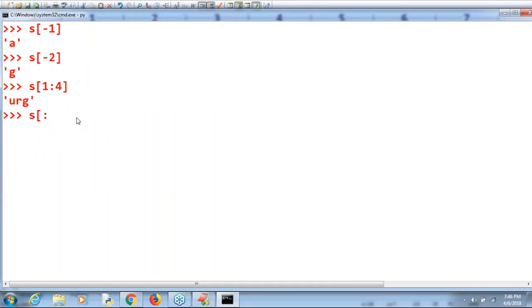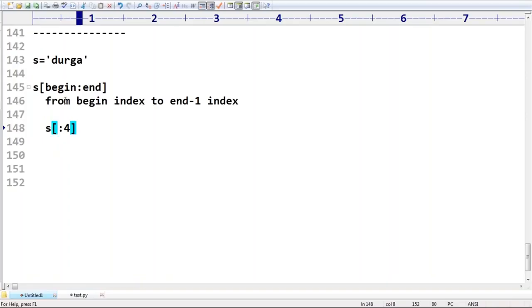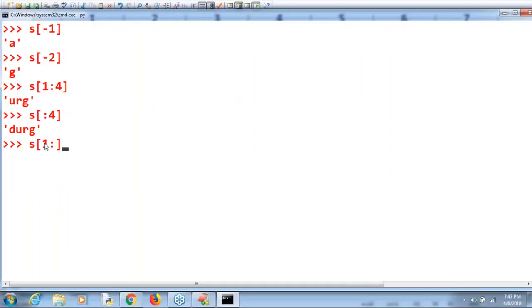Can you please guide, sir? What is the answer? DURG. Correct or not? From begin to n minus 1. Sir, suppose I'm taking 1 like this. Can you please tell what the meaning of this is? I'm not specifying end. If you are not specifying end of the string, sir, then from index 1 to end of the string. Sir, what is the answer? URGA. Are you getting it? URGA we are going to get.